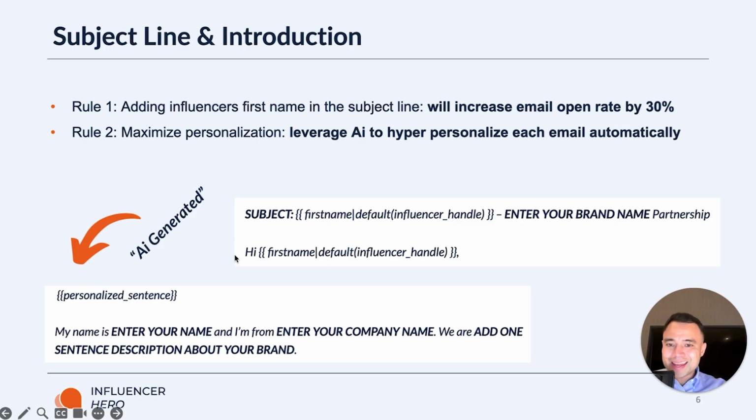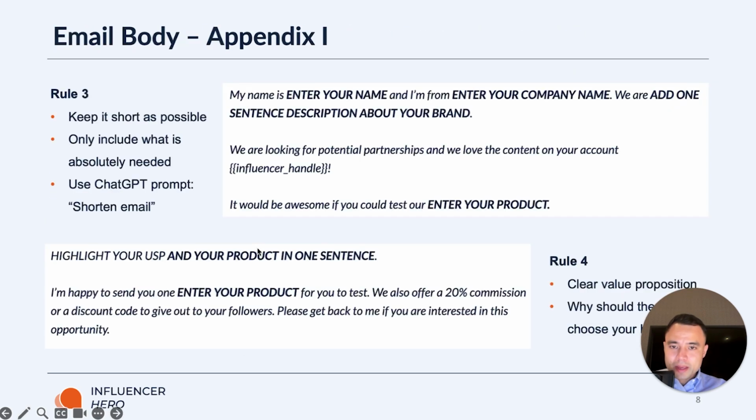And then the beginning of the email is super important to keep it personalized. So that's actually rule 2, maximize personalization, right? And leverage AI to hyper personalize each email. This is what we do again with Influencer Hero, which I will show you in a second. But let's take a look at the email itself.